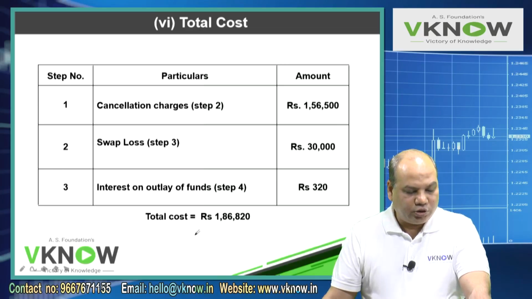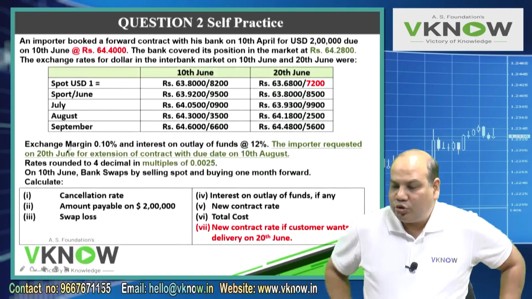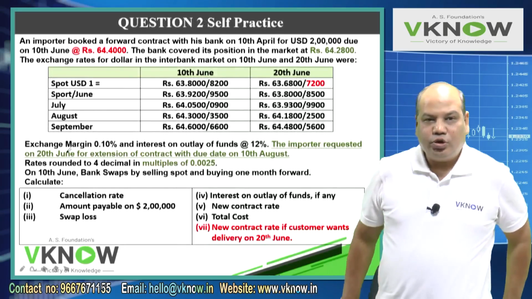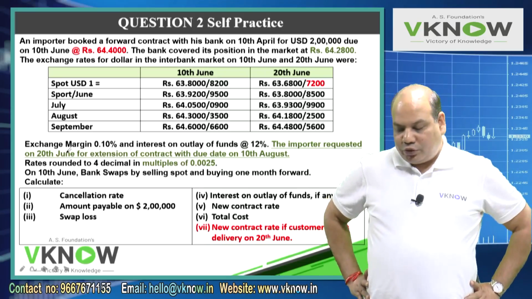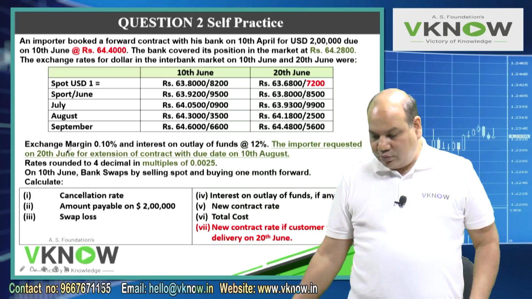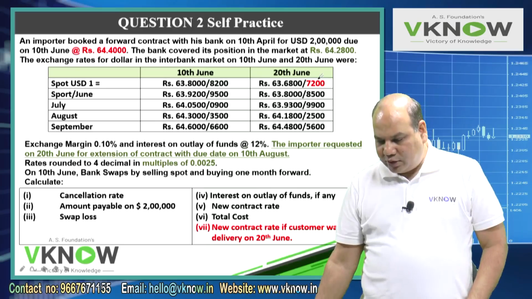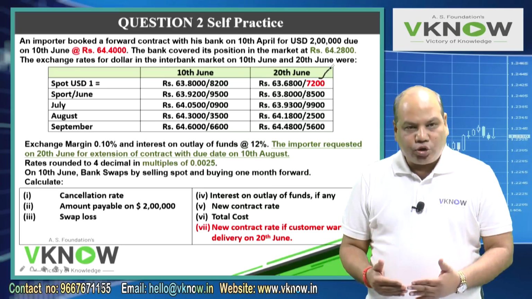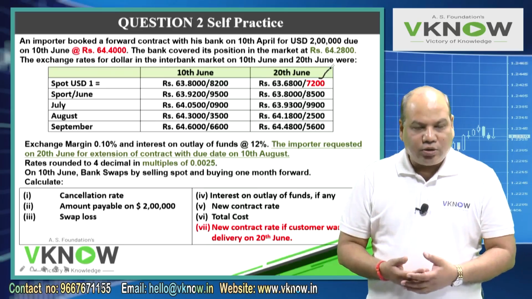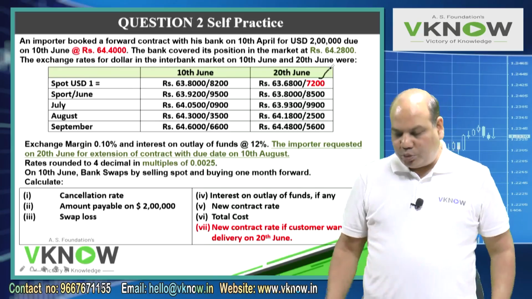So your original question will end here, but suppose they add one more question. In case the customer wants to take delivery on 20th of June, he does not want to extend, he wants to take delivery, same thing we'll do. We'll go to 20th June spot because he wants delivery. That means the importer wants to buy. If the importer wants to buy, bank will sell him dollar, bank will apply ask rate plus margin, rounded off to 0.0025.